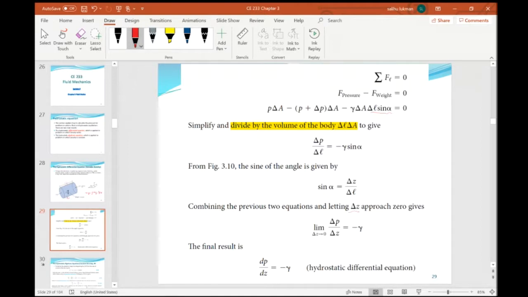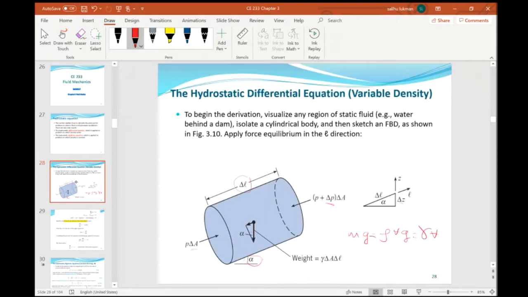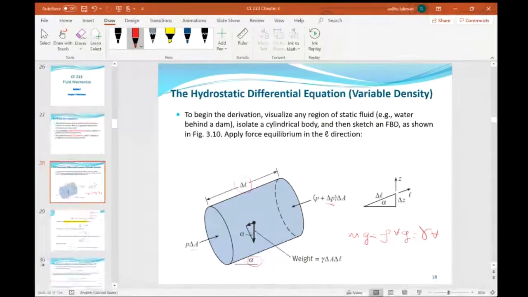When delta Z approaches 0, you now have the limit: the limit as delta Z approaches 0 of delta P over delta Z is equal to minus gamma. Okay, as delta Z approaches 0. So this is delta Z, because sine is opposite over hypotenuse.